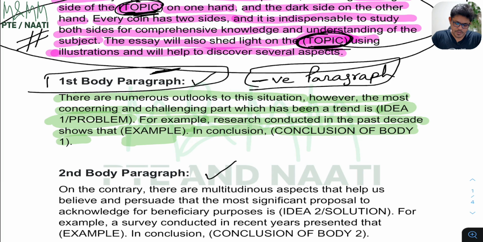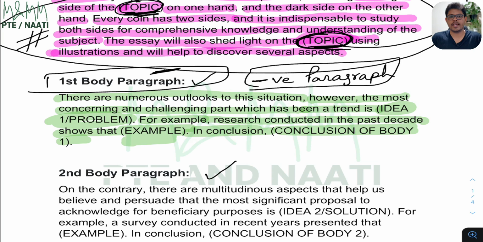Now, let us understand every single line in body 1. The first line is pretty straightforward. There are numerous outlooks to this situation. However, the most concerning and challenging part, which has been a trend, is idea 1. No matter what essay title you get, there has to be two ideas. Idea 1 is negative idea. Idea 2 is positive idea. We'll take two examples and see. So that negative idea you will write down here. Immediately after you finish your idea, and over here you're just writing down that idea.